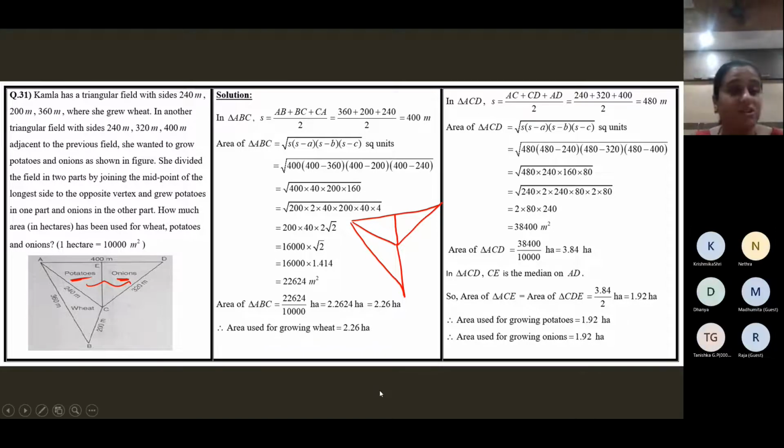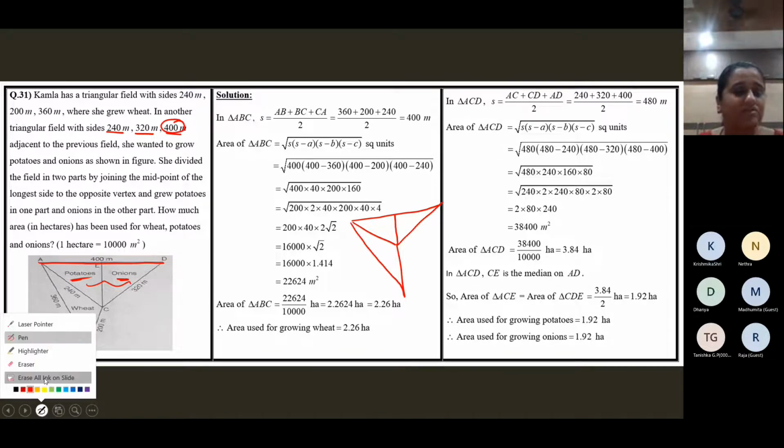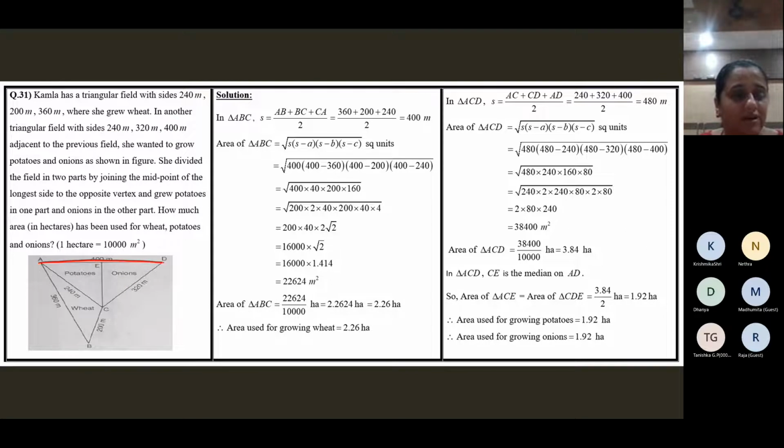So what she does, she takes the midpoint of the longest side. This is the second field with sides 240 meters, 320 meters and 400 meters. We can see that 400 is the longest side. So she takes the midpoint of the longest side. She marks off the midpoint of the longest side, 400. So this is 200 here. And from there she joins this midpoint, connecting it to the opposite vertex. So she goes like this. That's how we get the line segment CE.